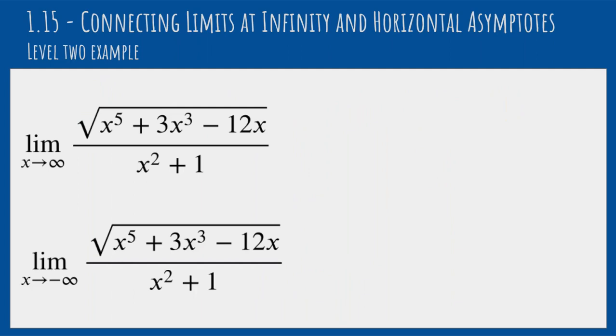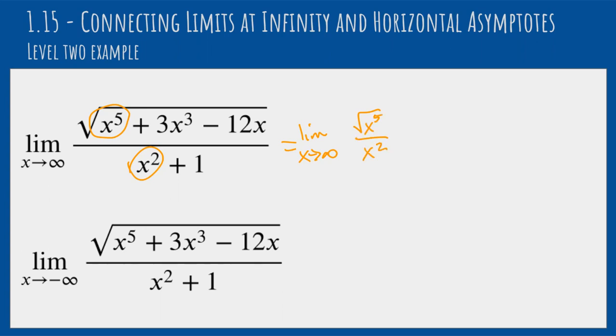Okay, some square root problems. So this one here is going to be dominated. The numerator is going to be dominated by the x to the 5th in the square root. The denominator is going to be dominated by the x squared. So this is going to behave like the square root of x to the 5th over x squared.